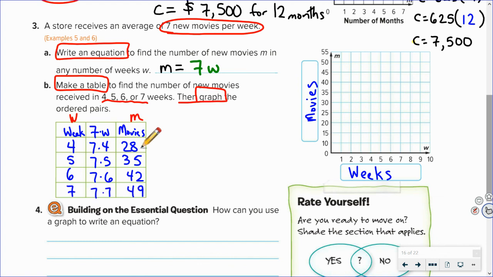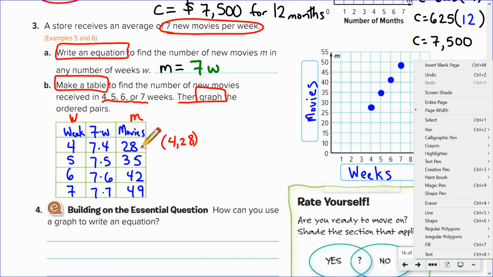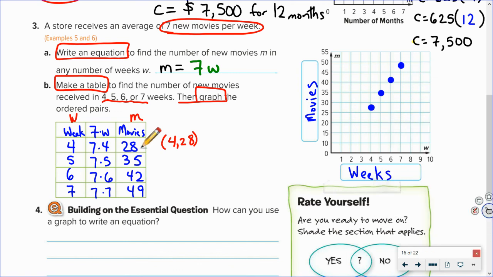So I can now take those and extend that into an ordered pair. 4 weeks is going to be 28 movies. 5 weeks will be 35, 6, 42, and 7 for 49. Now, you are welcome, if you wish, to draw a line, or should I say ray, because there's no such thing as negative movies, through those points. And if Mr. Callan can draw straighter points or a straighter line, that'd be great, huh? Notice this is proportional. There's no starting value.